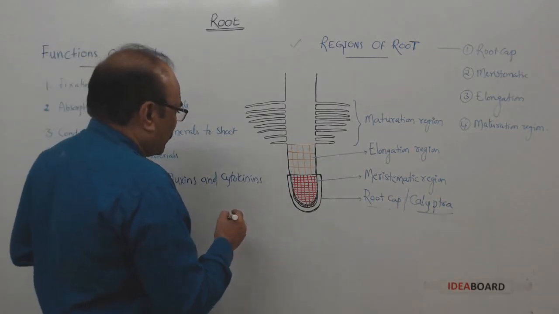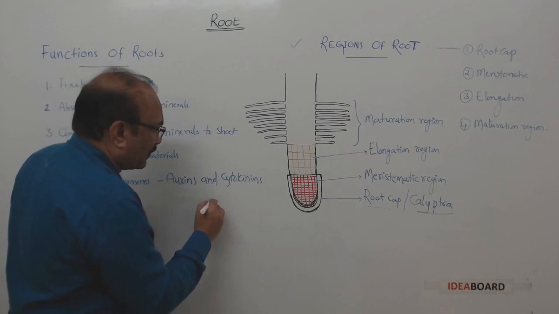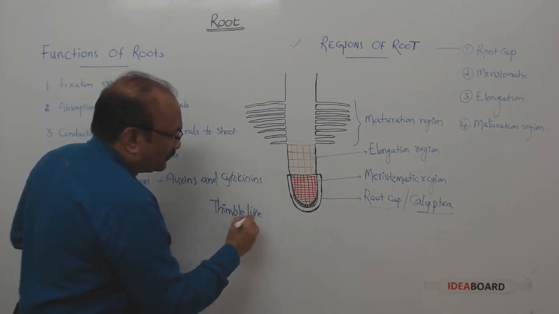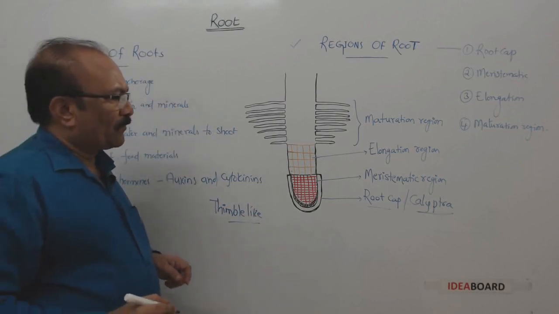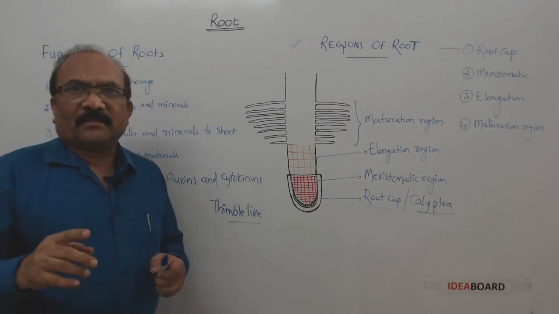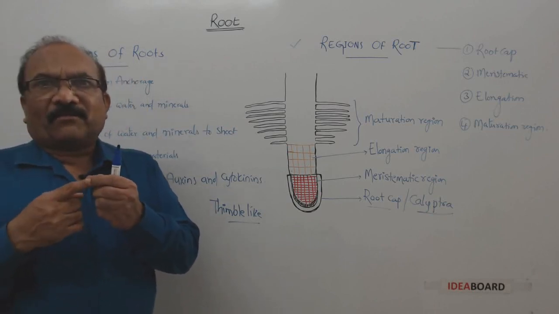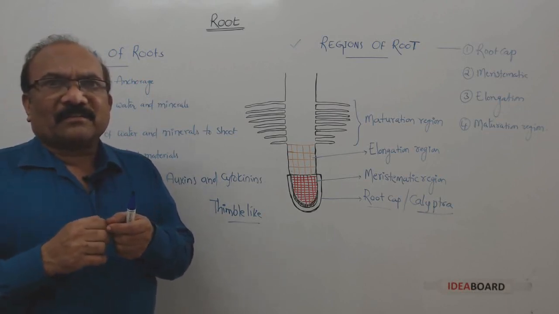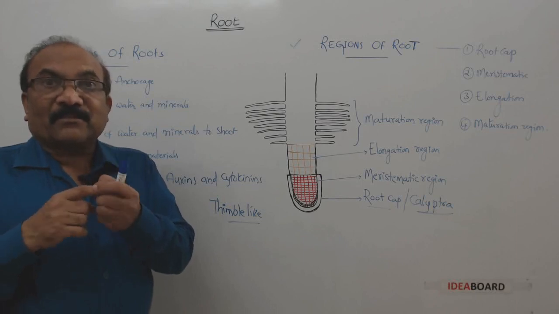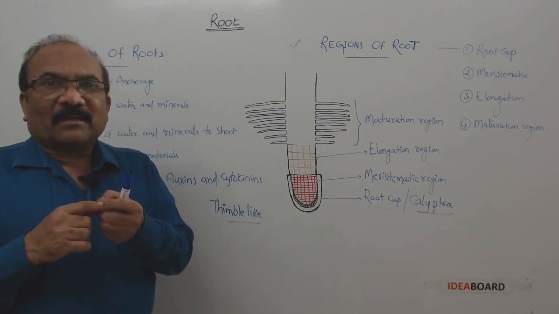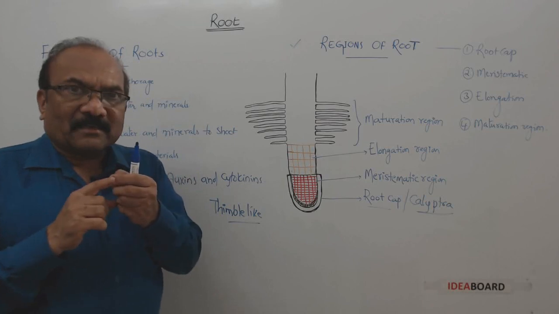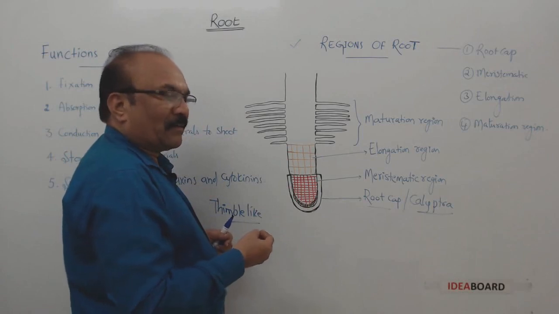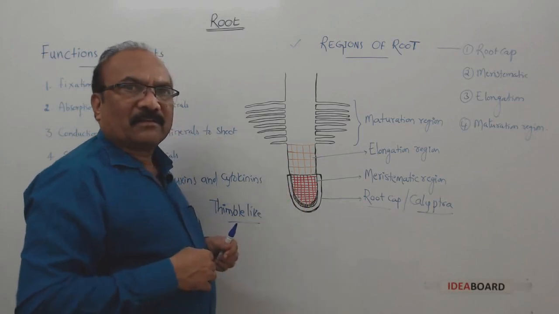This root cap looks like a thimble, a thimble-like structure. Generally the tailors will wear a thimble on their finger while going for hand stitching, to protect the finger. Like that, a thimble-like structure is there protecting the meristematic region.